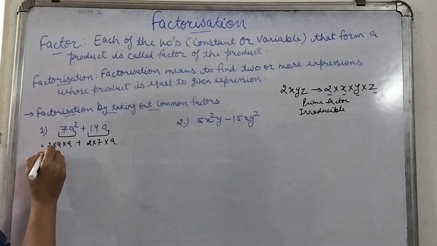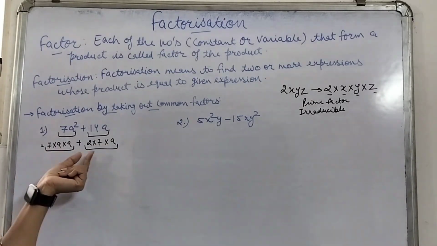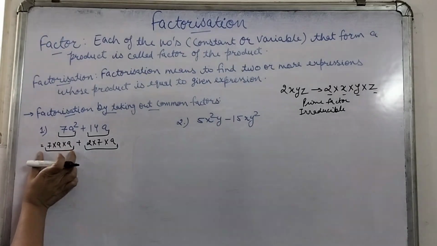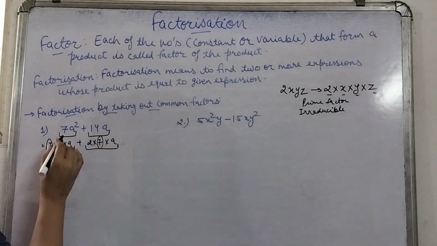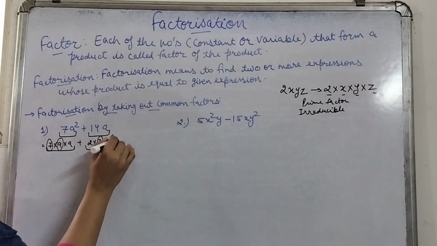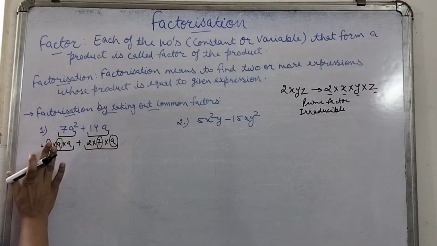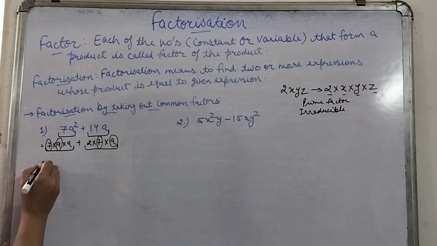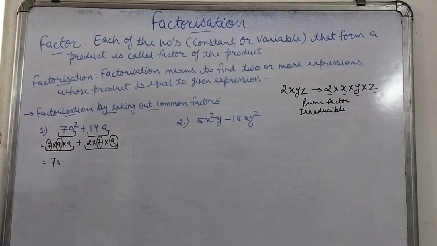Now, this is one term, this is another term. We will check what is common in both terms. Over here in this term 7 is there, and in this term also 7 is there. In this term a is there, and in this term even a is there. So whatever is common in both terms, we will take it out. 7 and a are both common, so we will take 7a out.